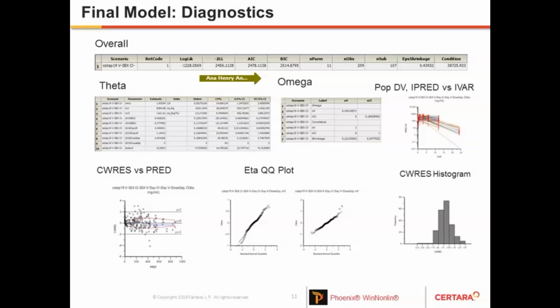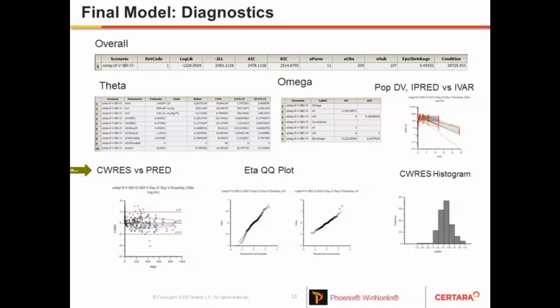And on the right-hand side, the first plot is called POP-DV IPRED versus IVA. This is nothing else than the observed and predicted concentration versus time. On the bottom row, another series of plots. The first one is the residuals versus the predicted concentration.